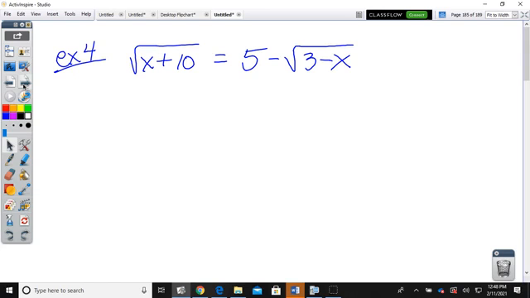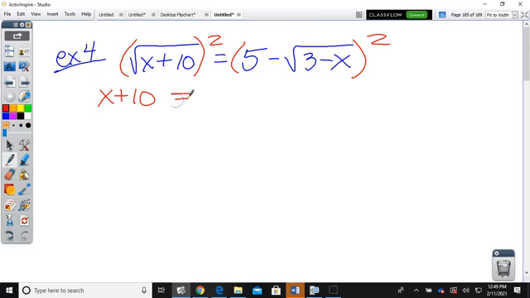So I'm going to go ahead and square both sides. I'm going to square it, even though it's going to be big and ugly. And you'll see why it's a good thing if you can get it by itself. It makes it a lot easier. This one we can't. So the left side's easy. What's that going to be? x plus 10.